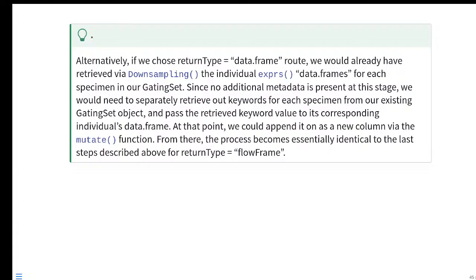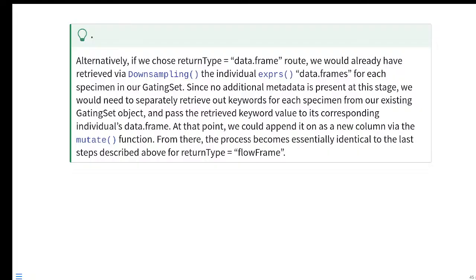Alternatively, though, if instead of a return type being a flow frame, we went with the return type equaling a data frame route, we would have already retrieved out via the downsampling function those individual exprs data frames for each specimen within our gating set. We wouldn't have access to additional metadata at this stage, so in that case we would need to separately retrieve out keywords for each specimen from that same gating set object we had passed to downsampling, and then somehow, some way combine the retrieved keyword values into the already extracted data frame for the corresponding individual.